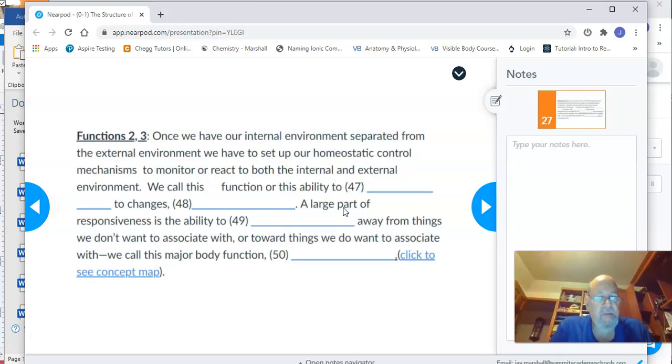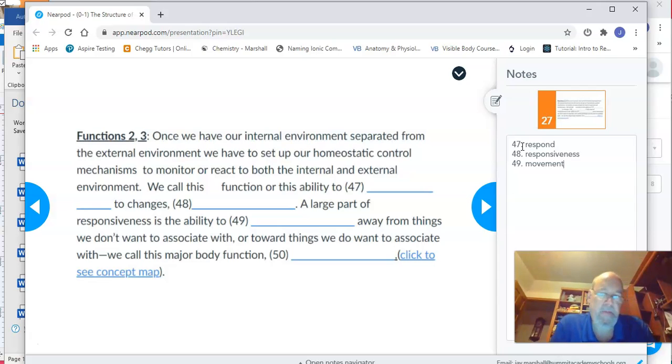Okay, so we have these systems. We call this function, or this ability to respond to changes, responsiveness. Now, there's a part of being able to respond that's so big and so important that we actually separate it out as its own function. Although it's actually part of responsiveness, we're going to call it movement.